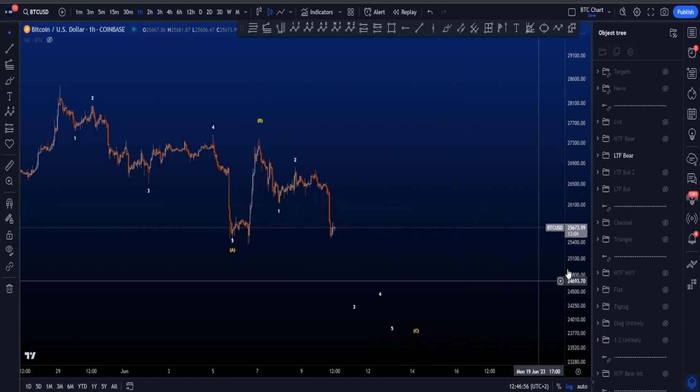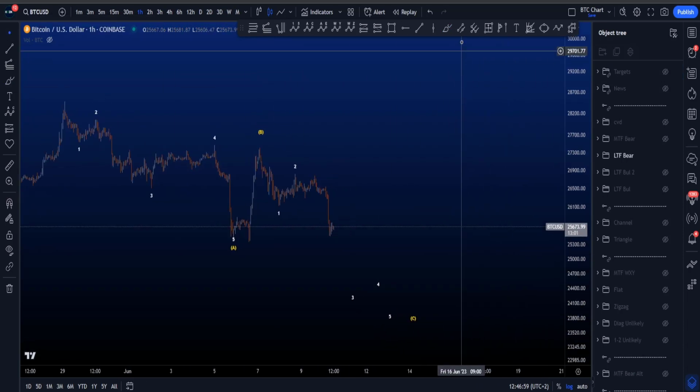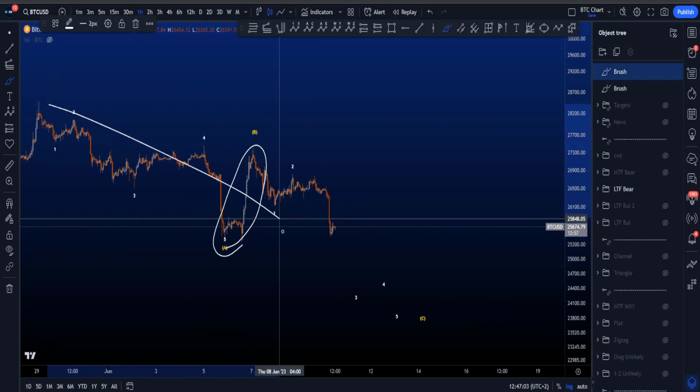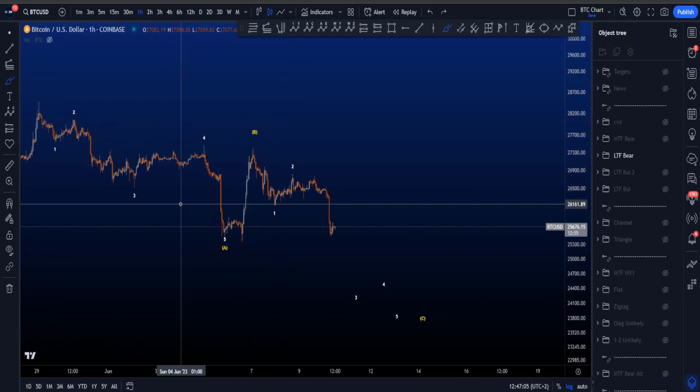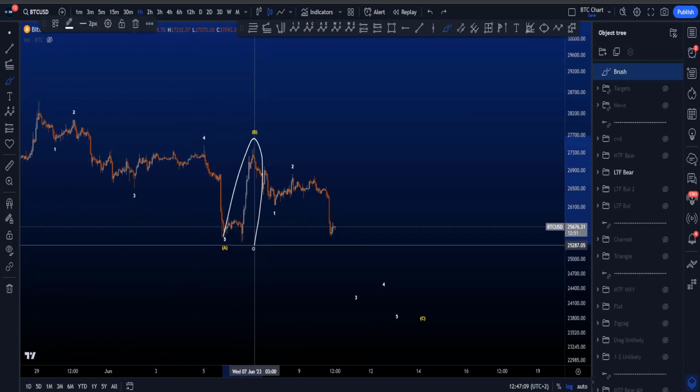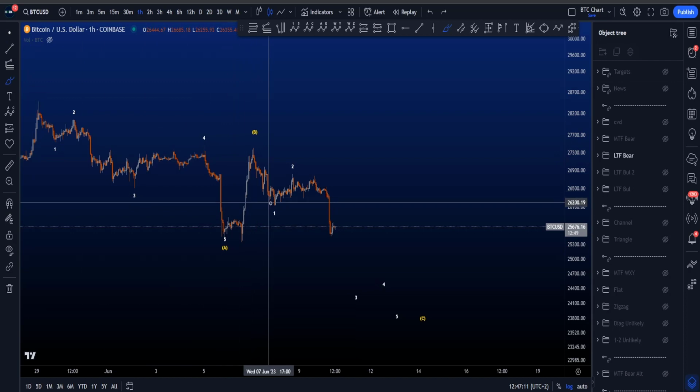What I don't necessarily like about this wave B is that this wave B is incredibly short in time compared to this longer 5-wave move to the downside in a wave A. You can see how long this wave A has taken compared to this short wave B. But nonetheless, it is possible.